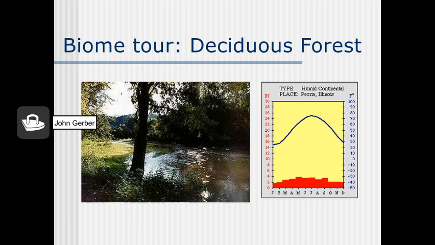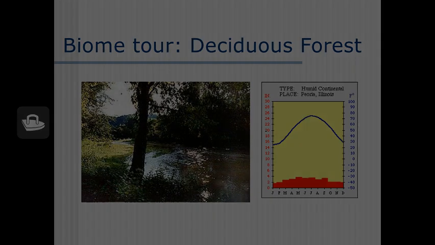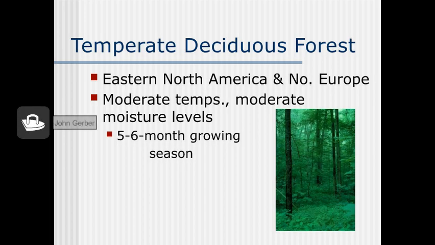Let's turn now to a deciduous forest, one which many of you will be quite familiar with. Here again, you've got year-round rainfall, but much lower than a tropical rainforest, and various highs and lows in temperature. Temperate deciduous forests are found in eastern North America, such as New England, and much of northern Europe. Moderate temperatures, moderate moisture levels, but year-round moisture, and a 5 to 6 month growing season because of the cold temperatures in the wintertime.